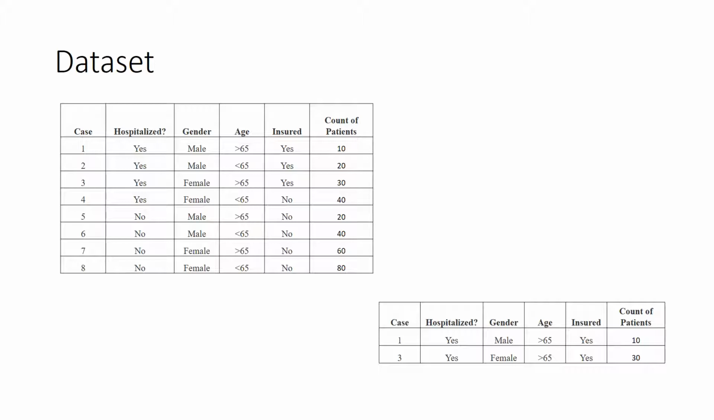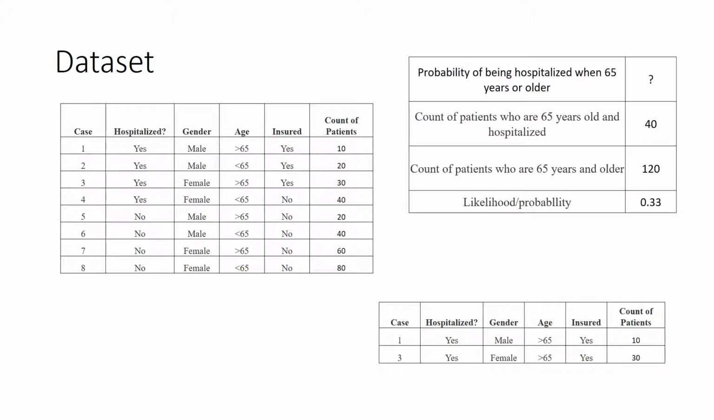So I used the filter in Excel. I turned on the filter for hospitalized. I changed it into only yes. And then for the age, I turned it for above 65. And then I ended up with this table, the smaller table down there.